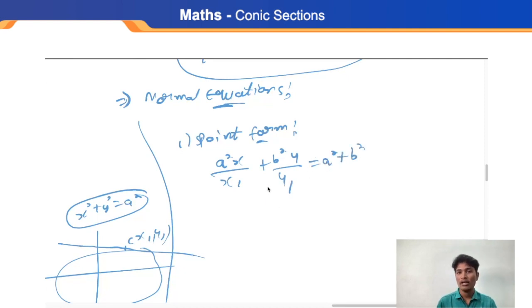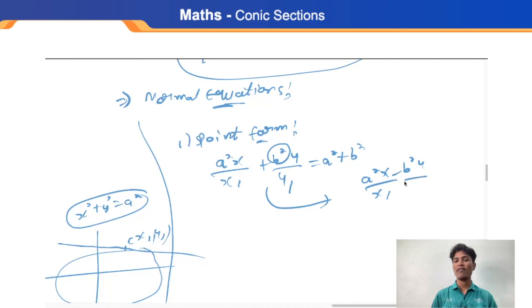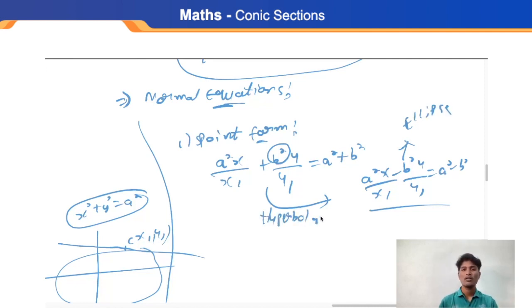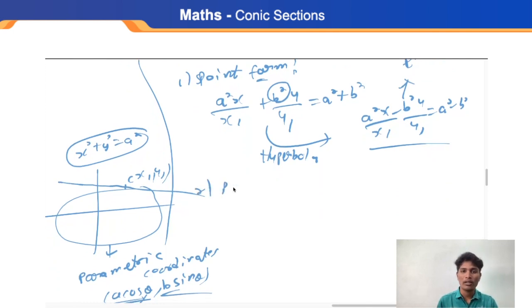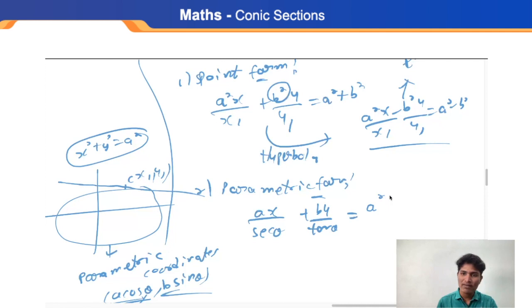If you observe this equation, to write it for the hyperbola, what I have to do? Just replace b square with minus b square. That is a square x by x1 minus b square y by y1 is equal to a square minus b square. This is the equation of hyperbola, and the earlier one is the ellipse. Yes, this is the point form. Now parametric form. Simply substitute the parameters, that is a secant theta comma b tan theta. You will get a square x by a secant theta plus b square y by b tan theta is equal to a square plus b square.